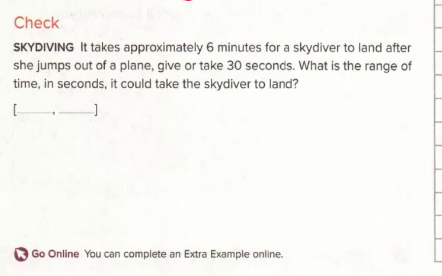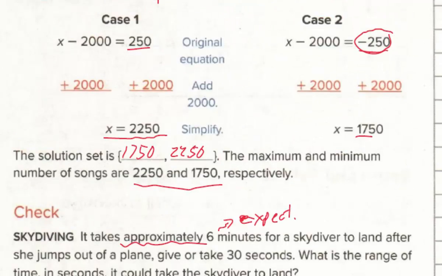Okay, for this skydiving one, it says it takes approximately 6 minutes for a skydiver to land after she jumps out of a plane. So that's 6 minutes to land. That sounds like some sort of expected value. So I'd write down expect. So you expect to land in about 6 minutes. Because remember the formula that's up here.